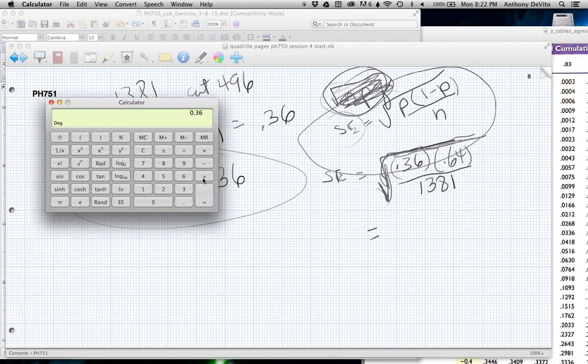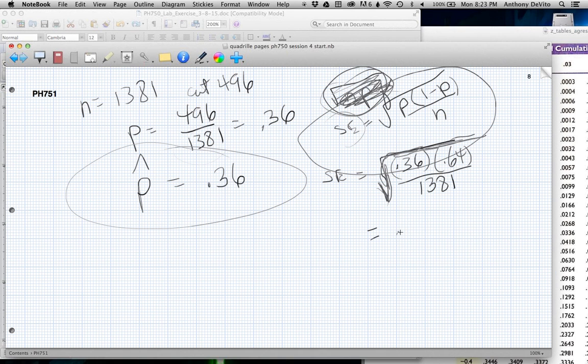0.36 times 0.64, you're going to come up with a pretty small number, divided by 1381. And take the square root of that, and it comes out to 0.012, 0.013. Yes, square root of the whole thing. Okay, it comes out to 0.013. Well, that's our standard error.